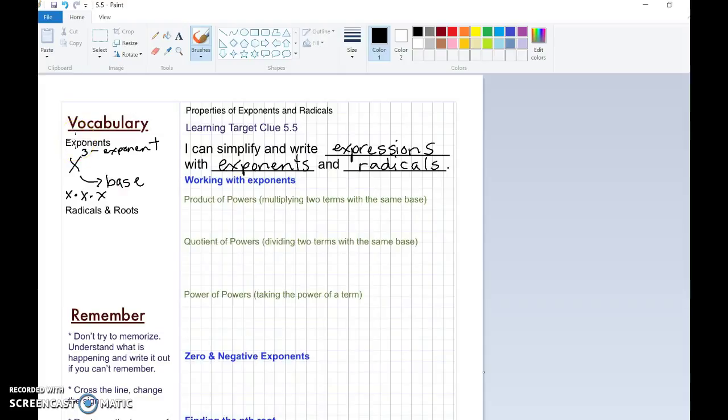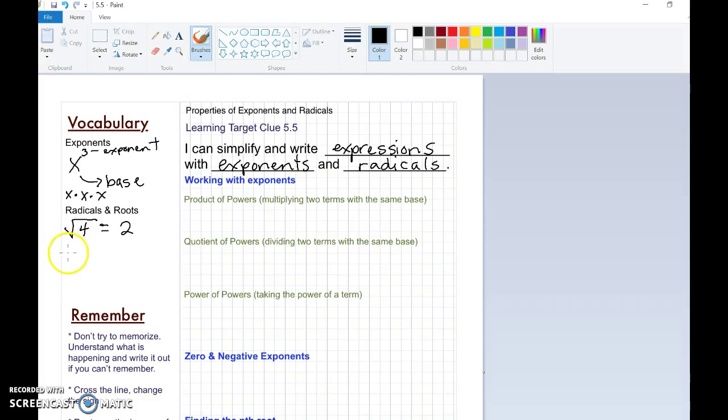All right? Now, radicals and roots are considered the inverse of powers and exponents. If I have this symbol, it's called a radical sign. This is called the radical. And I have a number inside here like 4. Then that means the square root of 4, which means what number times itself equals 4? Well, the number times itself would be 2, right?